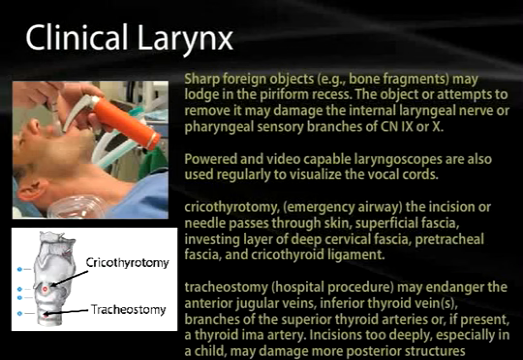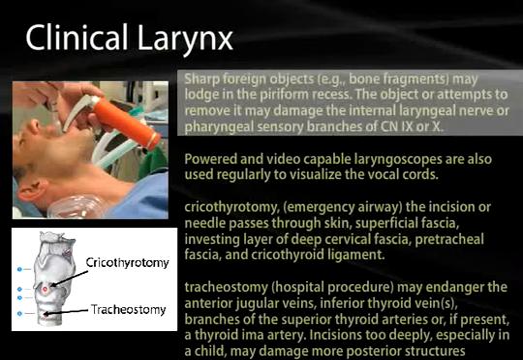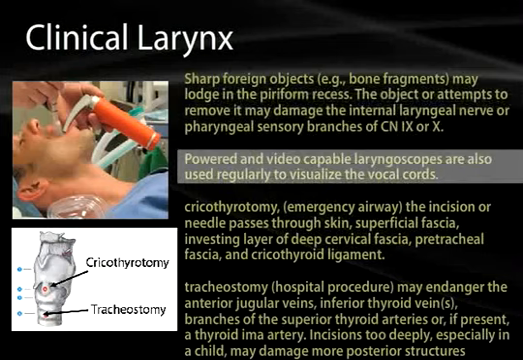Here you can see some clinical relevance of the larynx. If a sharp foreign object, for instance a fish bone, gets lodged in the piriform recess, that object can be removed but may damage the internal laryngeal nerve or the pharyngeal sensory branches of cranial nerve 9 or 10. In order to have a video capable laryngoscope to remove that, it will make it a lot easier to visualize the vocal cords.